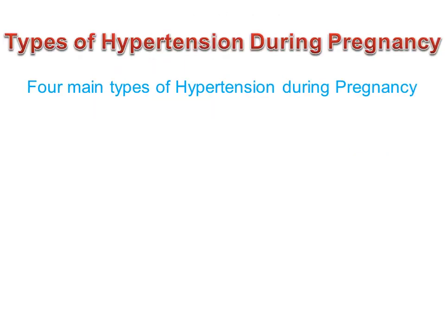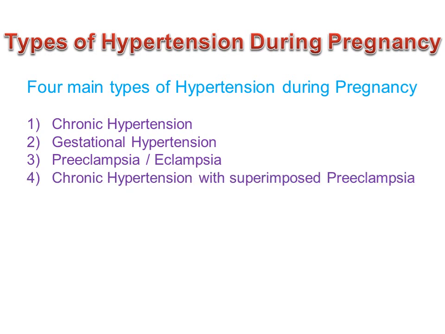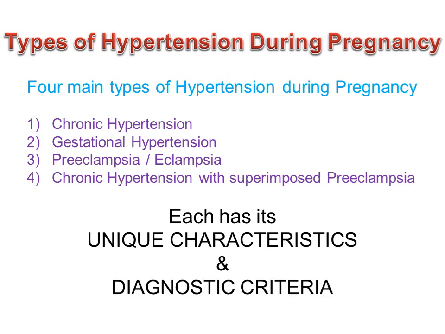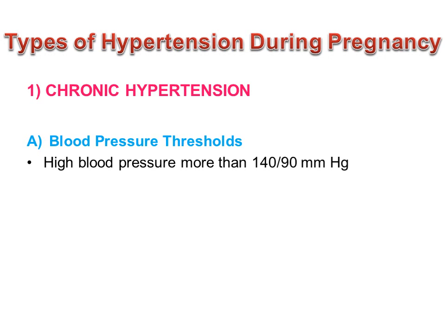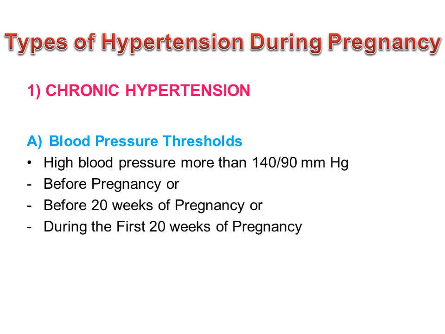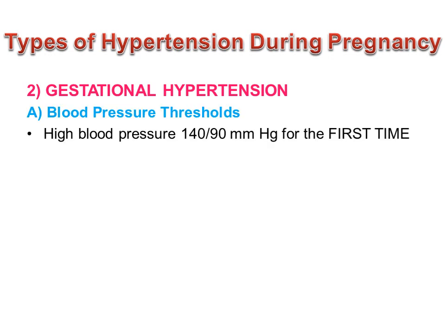Four main types of hypertension during pregnancy are chronic hypertension, gestational hypertension, preeclampsia, eclampsia, chronic hypertension with superimposed preeclampsia. Each has its unique characteristics and diagnostic criteria. Chronic hypertension means having high blood pressure more than 140 by 90 millimeters of mercury before pregnancy or before 20 weeks of pregnancy. Chronic hypertension is typically associated with normal levels of proteinuria. Gestational hypertension happens when a lady has high blood pressure 140 by 90 millimeters of mercury for the first time after 20 weeks of pregnancy.